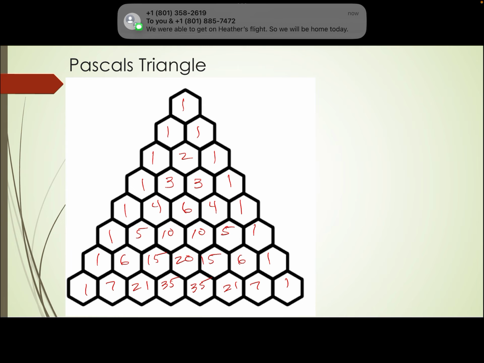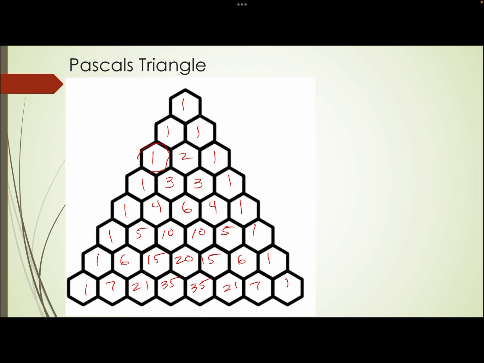Okay, if you haven't noticed, each one of these hexagons is the sum of the two above it. Well, this one doesn't have anything above it, so it's just the sum of that one. But this one is the sum of those two. And this one is the sum of those two.